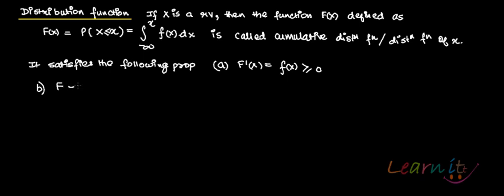B is that F(minus infinity) is equal to 0. Fine. In case you put the lower end of the interval into the distribution function, you should be getting 0.